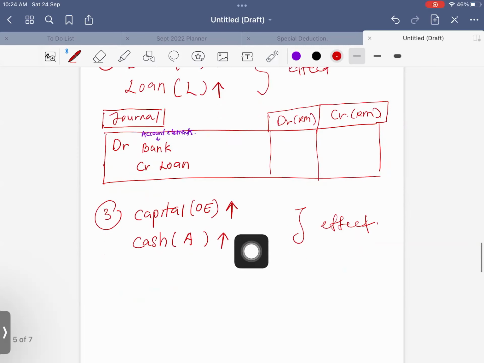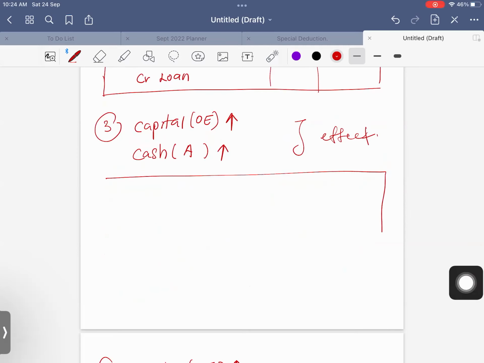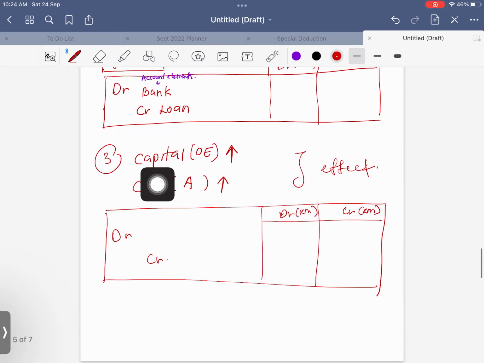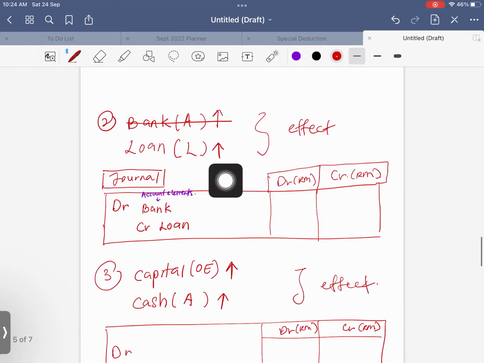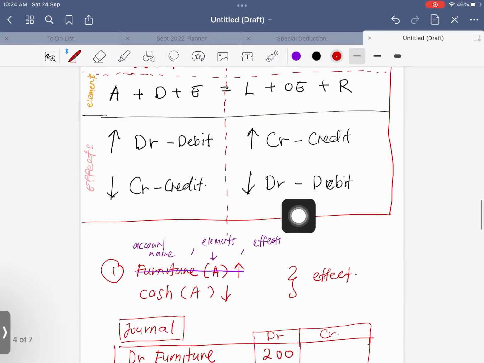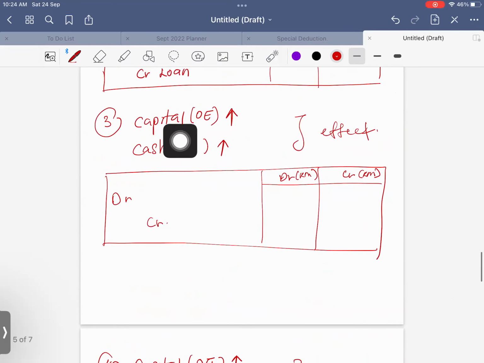Okay, next one. Kita nak ambil dah kan? Okay, buat box dulu. Debit here, credit here. Make sure ada RM. Okay, and then put here debit, put here credit. Okay. The first account that effect is OE. OE now is increasing. Okay, tengok formula. OE sini. So, OE increase credit side.